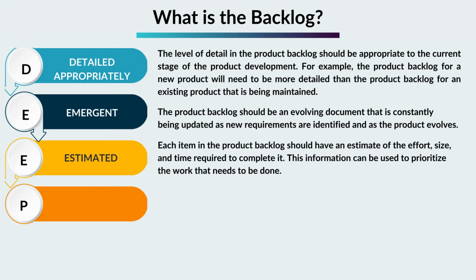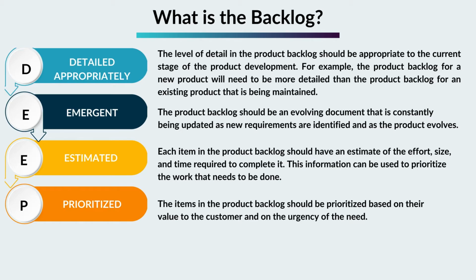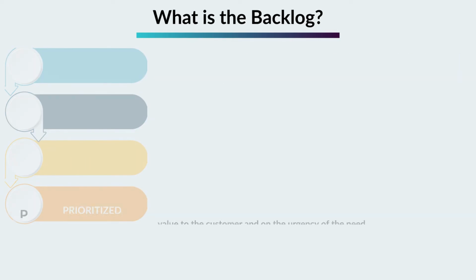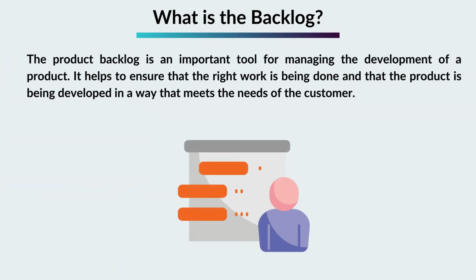Prioritized: the items in the product backlog should be prioritized based on their value to the customer and on the urgency of the need. The product backlog is an important tool for managing the development of a product. It helps to ensure that the right work is being done and that the product is being developed in a way that meets the needs of the customer.